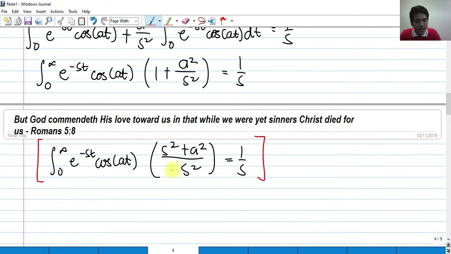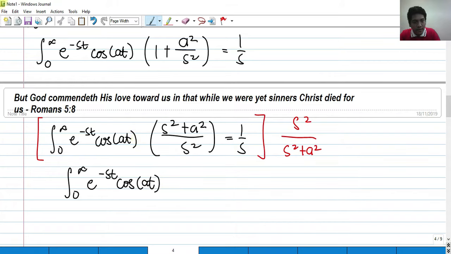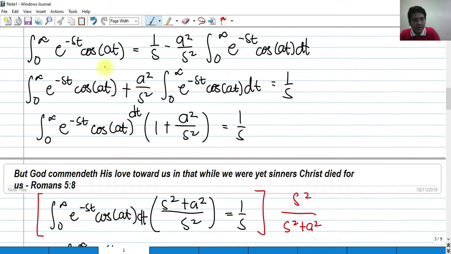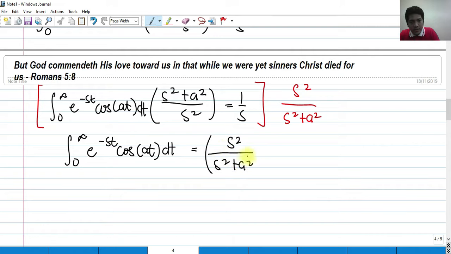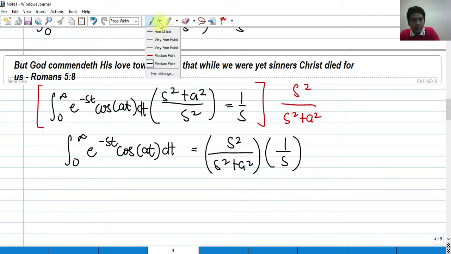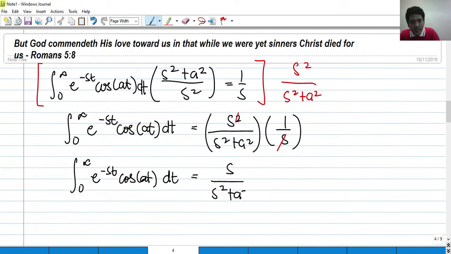so as to eliminate this on the left side of our equation, s squared over s squared plus a squared, multiplying that to our equation, we are left again with this on the left side, which is e raised to negative st cosine of at evaluated from, we have dt here, we forgot the dt. So we have on the left side of the equation still this, and on the right side would be s squared over s squared plus a squared times 1 over s. So as you can see, the s here would cancel, so that the Laplace transform of cosine of at is simply equal to s over s squared plus a squared.